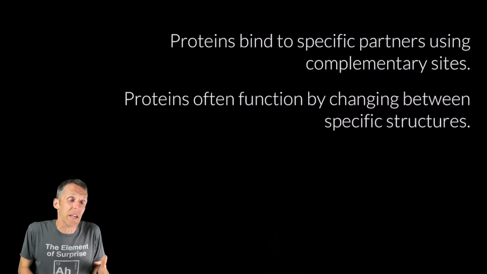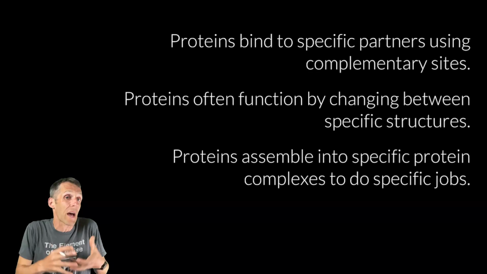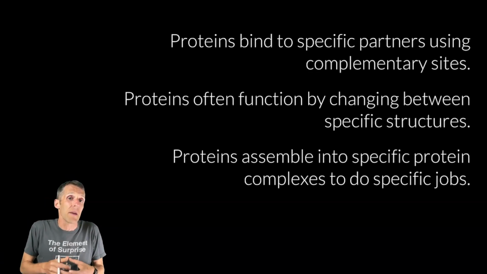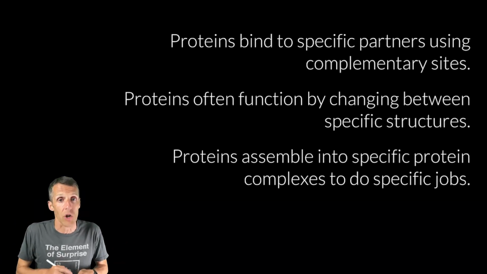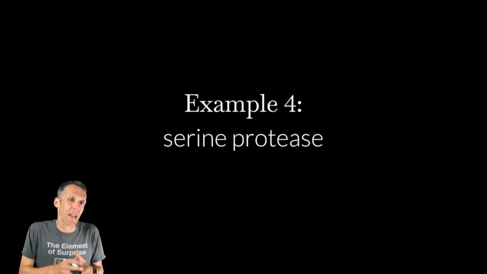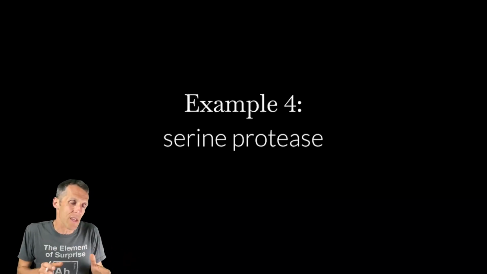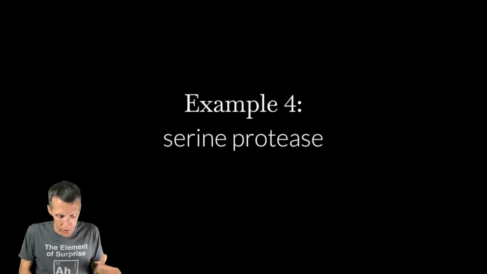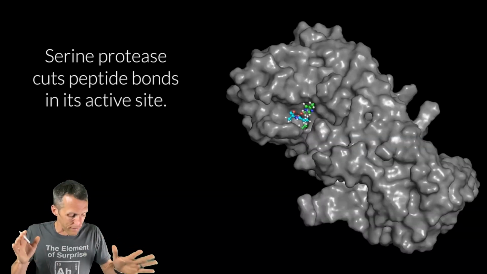So what are we seeing here? What we're seeing is that a protein is assembling into a specific complex that allows it to do a specific job, right? The ability of actin to form these arrays, these filaments and these branched filaments allows it to do specific jobs. Okay, one last example, and that is an enzyme, serine protease. I hesitated to put this in, but I decided it was cool enough to talk through. So let's talk about it.